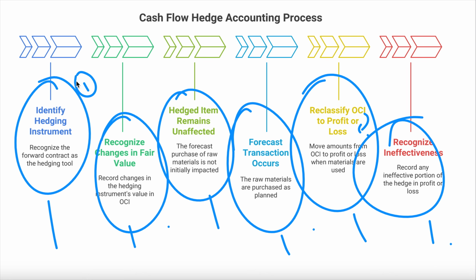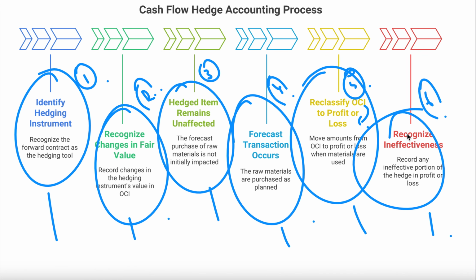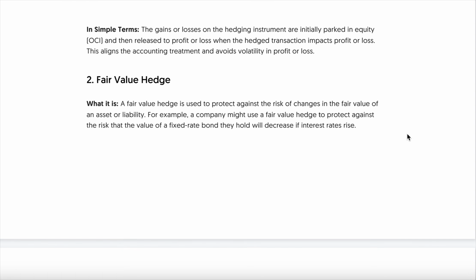So once again, the step number 1 is to identify hedging instrument, 2 is to recognize any fair value changes. Number 3 is hedged item remains unaffected. 4 is your forecast transaction occurs. 5 is to reclassify OCI to P&L, and 6 is to recognize ineffectiveness. So, in simple terms, the gains or losses on the hedging instrument are initially parked in equity and then released to the P&L when the hedge transaction impacts the P&L, when it gets realized. Job done.